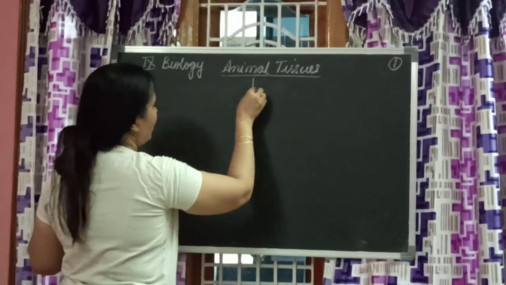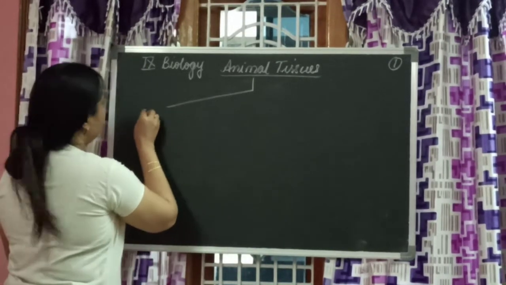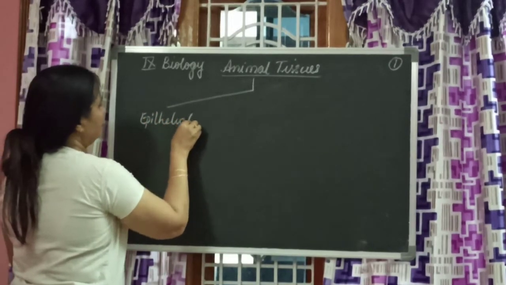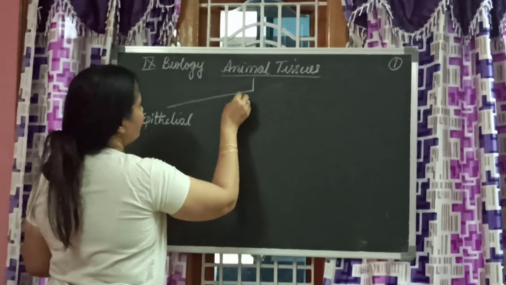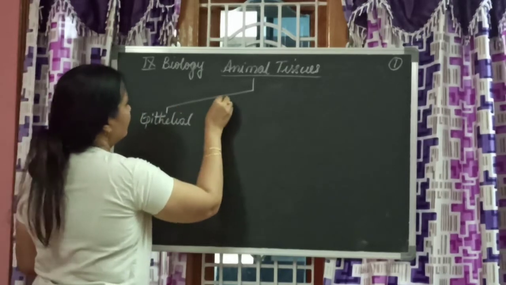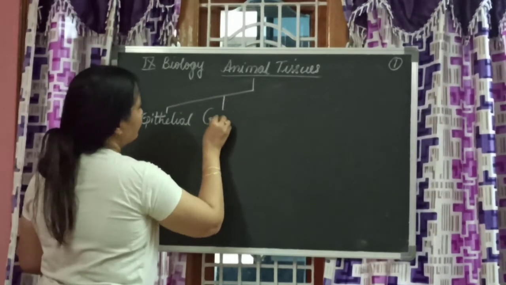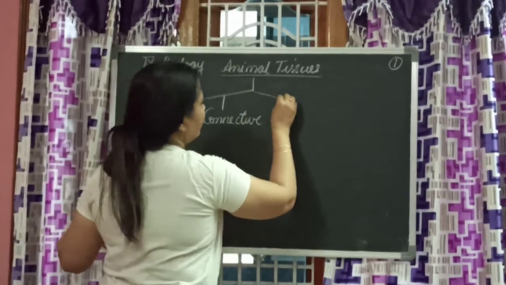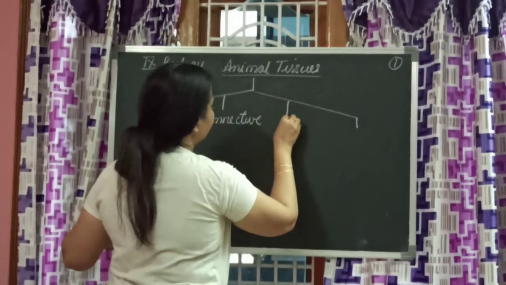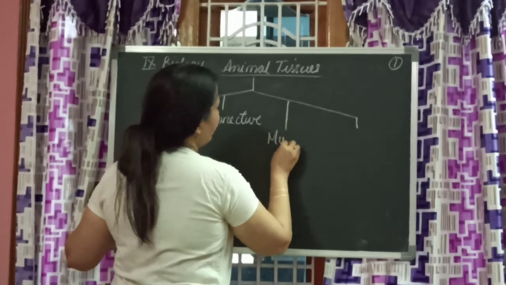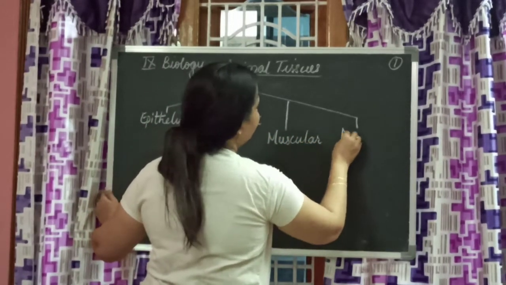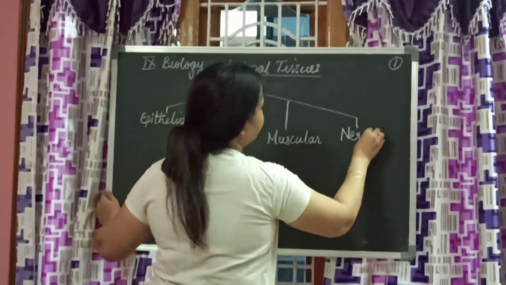Animal tissues are epithelial tissues, and then you have connective tissue, and then you have muscular tissue, and then you have nervous tissue.